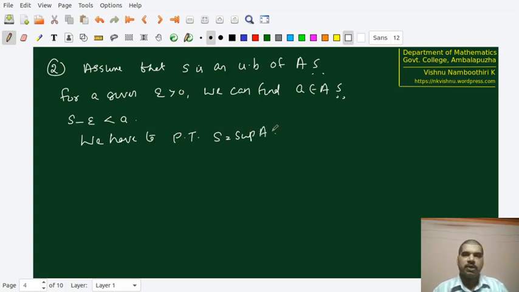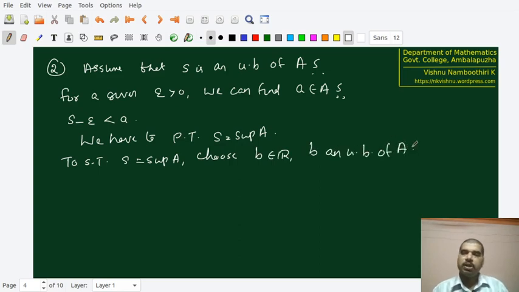This is what we have to prove, given that for every epsilon greater than 0, we can find an A such that S minus epsilon is less than A. To show that S is a supremum, we have to show that for any other upper bound B we choose, S is less than or equal to B. So choose B belonging to R, an upper bound of A. We have to show that S is less than or equal to B.